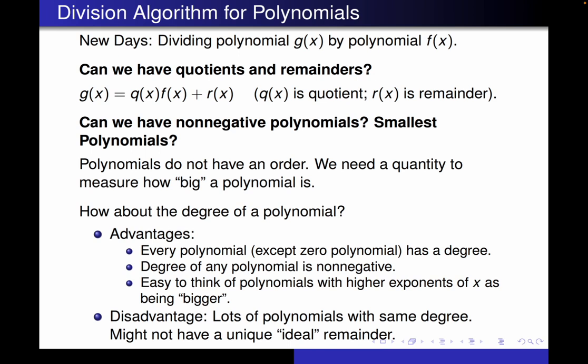And that also means that we might not have a unique ideal remainder. Remember, back in the old days, we were able to prove that both our quotient and our remainder are unique. We may not be able to do that with polynomials, but it turns out we can get pretty close.